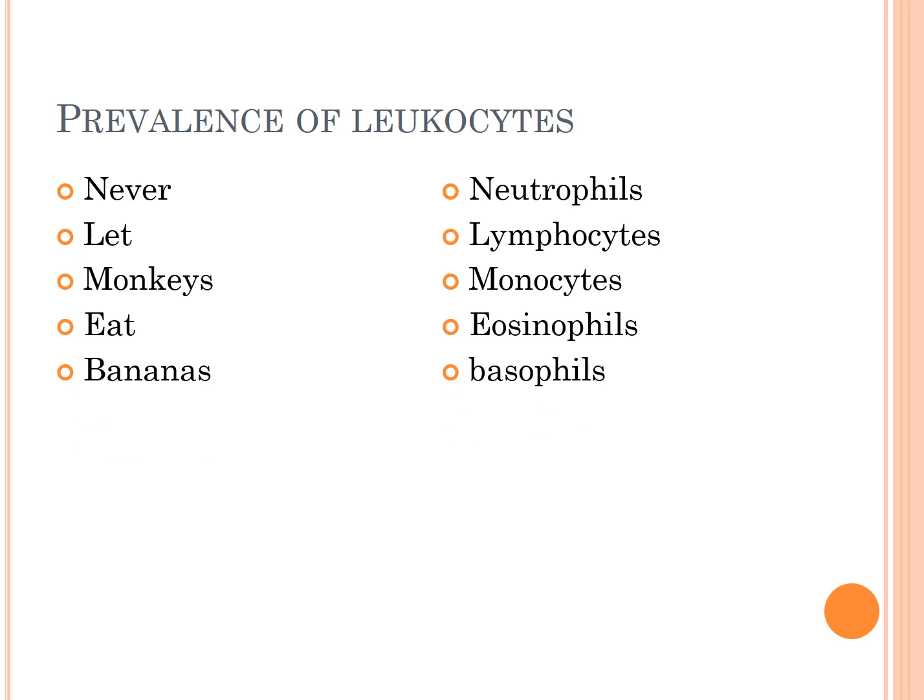The easiest way to remember the prevalence of leukocytes is with this little acronym: never let monkeys eat bananas. Most prevalent leukocyte is neutrophil, followed by lymphocyte, monocyte, eosinophil, and then basophil.